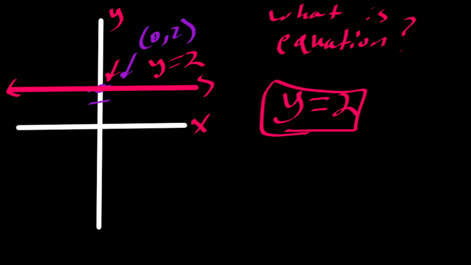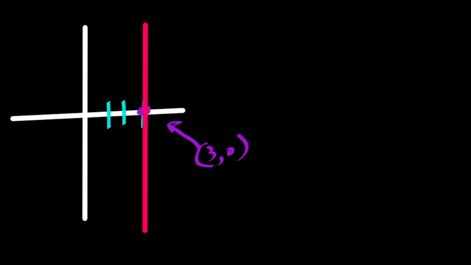All right, now let's look at one more, just to give you one more idea. So let's say I gave you this, and I said, all right, we have a point that's, I don't know, right here at 3. So that point's going to be at (3, 0). And then there is a vertical line that intersects that point. And I'm asking you, what is the equation? So what's the equation for this line?